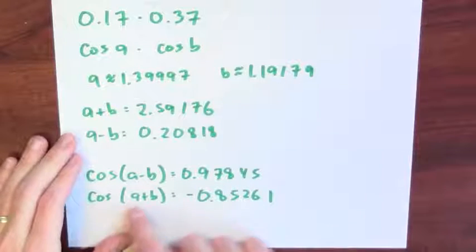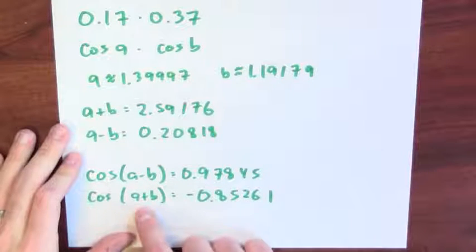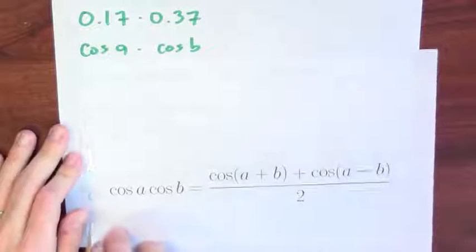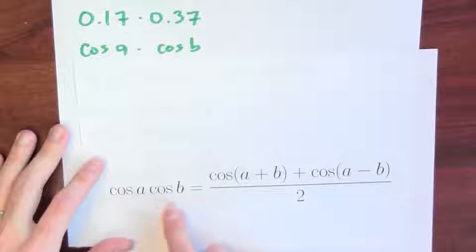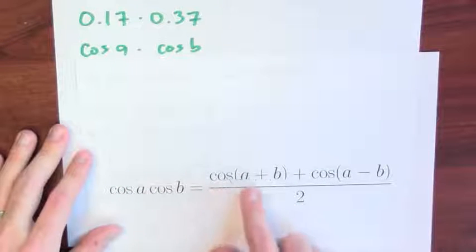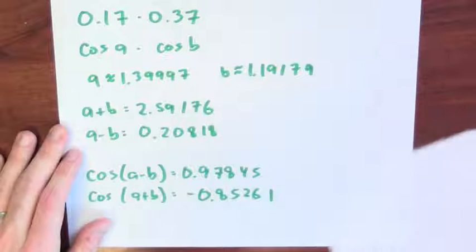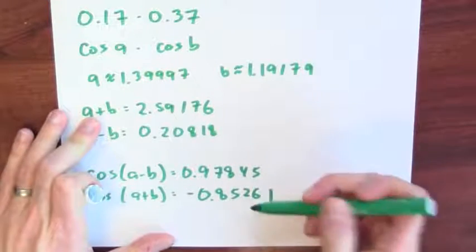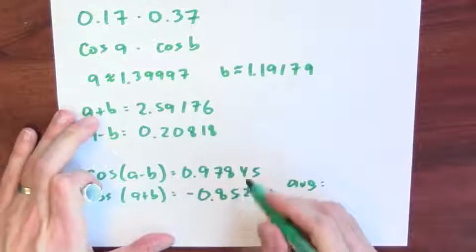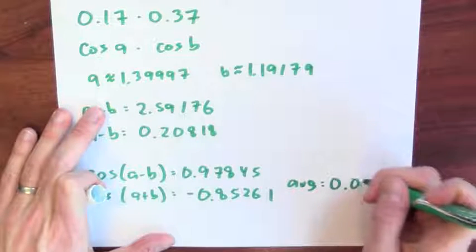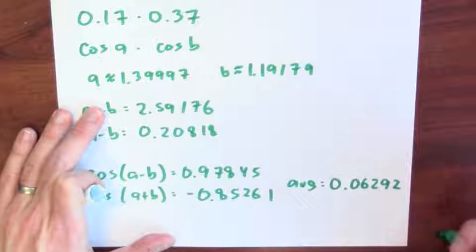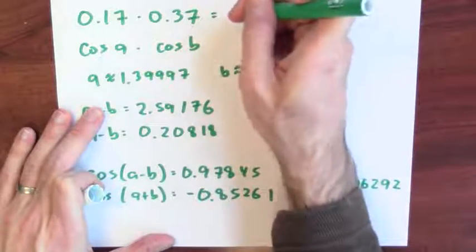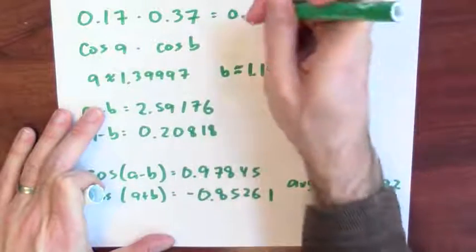0.97845. And I can similarly use my table for cosine to approximate cosine of A plus B. It's negative 0.85261. Now the formula that we've got for the product of cosine A and cosine B tells us it's the average of cosine A plus B and cosine A minus B. I've computed cosine of A minus B and cosine A plus B, so all I have to do is take the average of these two numbers, and if I average these two numbers I get 0.06292.